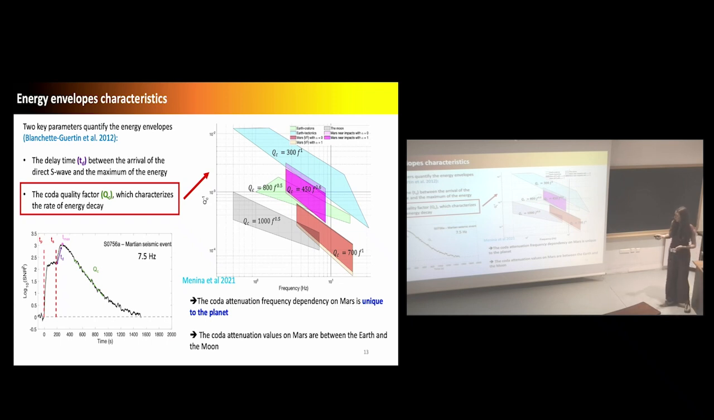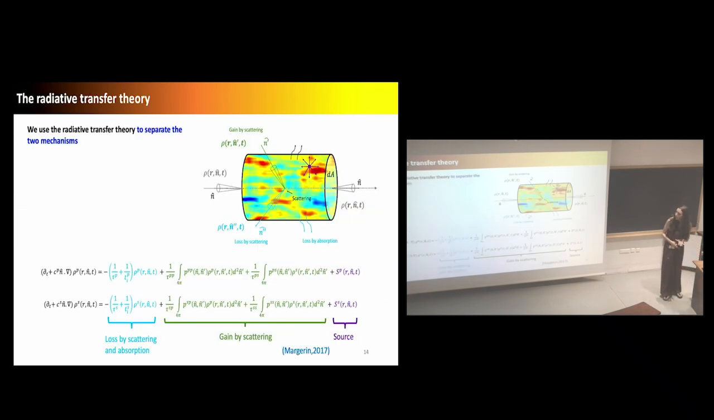So with this comparison, we had a first overview of the attenuation properties, and we may think that what we are going to obtain with our inversion is an estimation that will be between what we observe on Earth and what we observe on the Moon. So now we want to separate the two mechanisms, because what I showed you before, the two empirical variables, are both sensitive to the scattering and the absorption.